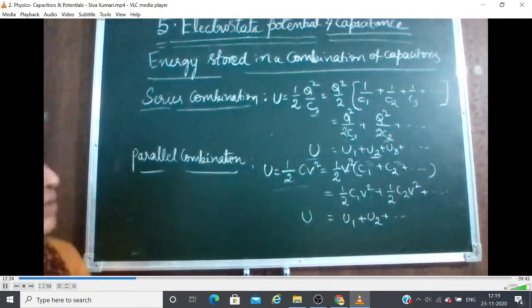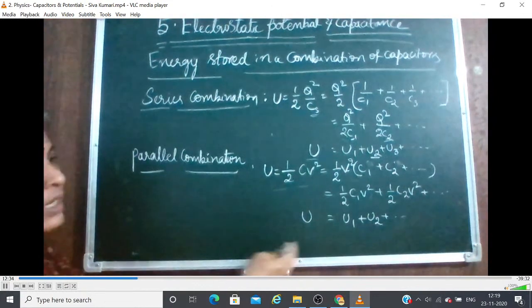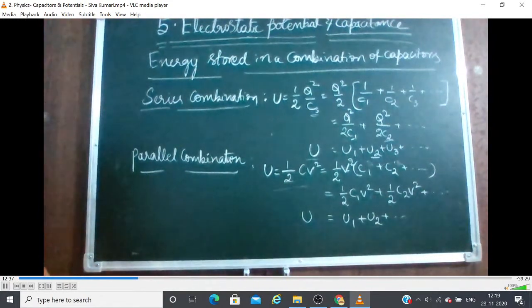So either for the series combination or for the parallel combination, that means the type of combination is not important. In any combination, the total energy will be equal to the sum of the individual energies of the capacitors. This is about the energy stored in the combination of the capacitors.